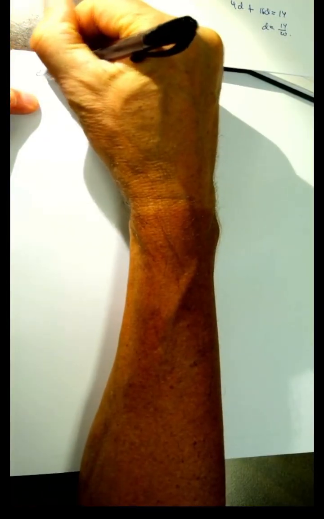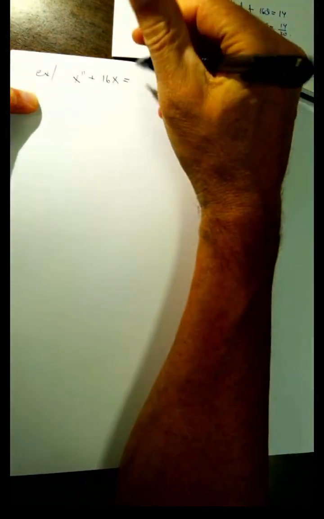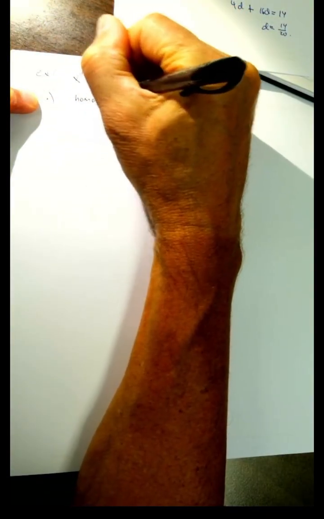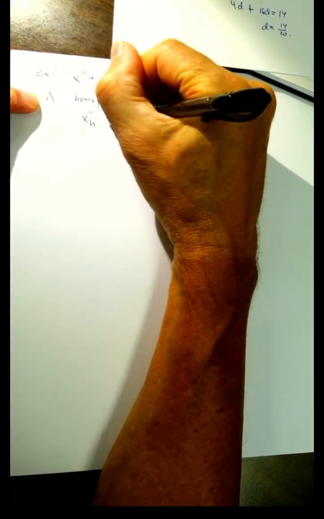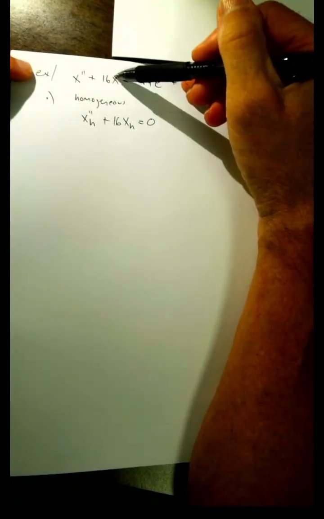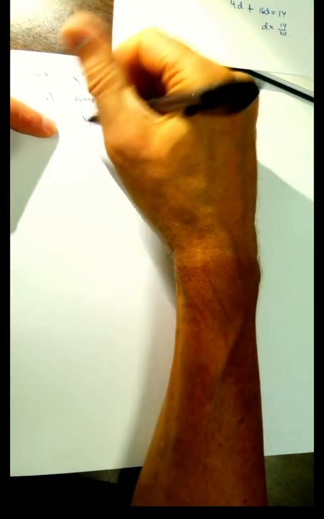All right, let's look at another example. Let's look at x double prime plus 16x equals 14 e to the 2t plus 5t squared. First step is to look at the homogeneous solution. So x double prime plus 16x is 0. And the reason I'm doing this is it's constant coefficient, it's linear, and it's not homogeneous. So for the homogeneous part, I just set everything on the right equal to 0.